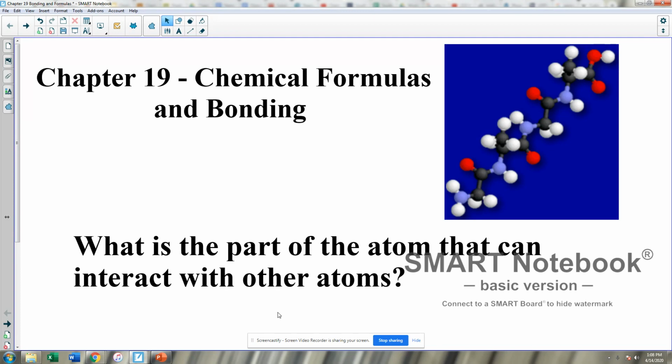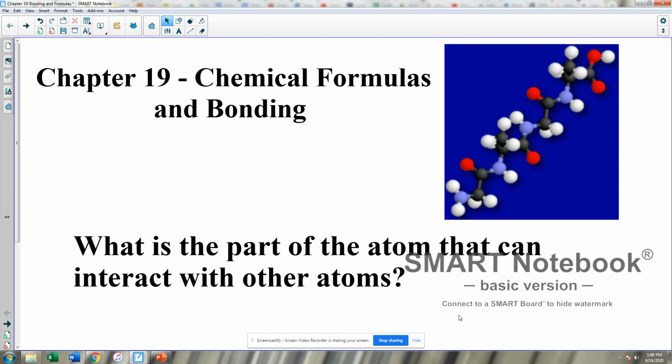So, in the last chapter, we talked about the structure of the atom, and we talked about what makes one atom different from another, the protons, and then we started talking about the electrons around the outside of the atom and the Bohr model and things like that.